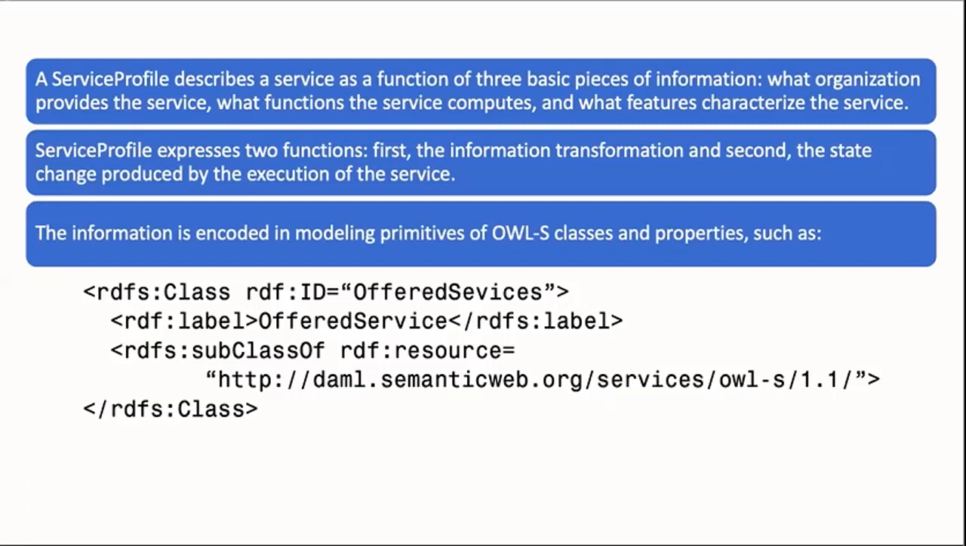Service profile expresses two functions. First one is the information transformation, and second is the state change produced by the execution of the service. The information transformation includes the input and output properties of the profile. For example, a book selling service could require the buyer's credit card number and information on the book. The state change produced by the execution of the service results from the precondition and effect properties of the profile.